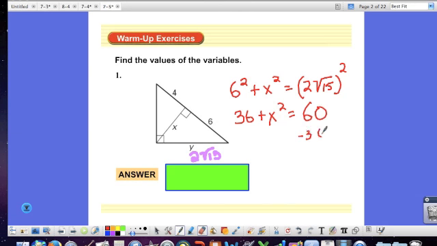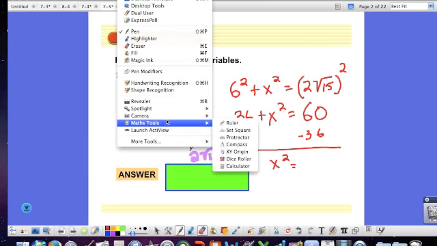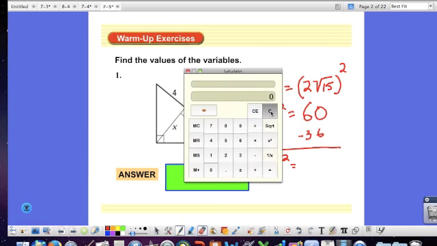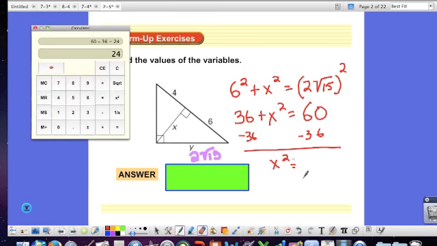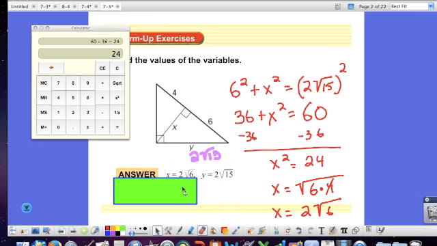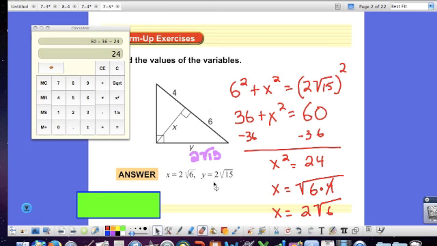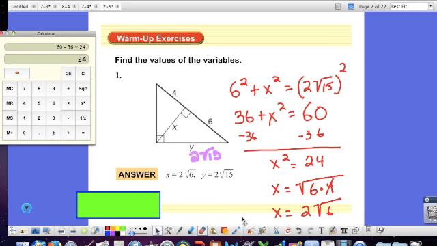I'm going to subtract 36 from both sides. X squared equals 24. I should be able to do it in my head, but after all, it is Christmas Eve, and I'm sitting here making movies for you guys. So x is going to be the square root of 6 times 4. It's going to come out, and x is going to be equal to 2 radical 6. Let's see if I did that all right. Moment of truth. X is 2 radical 6 and y equals 2 radical 15. I am back in business.